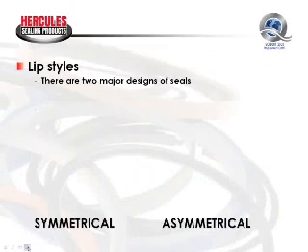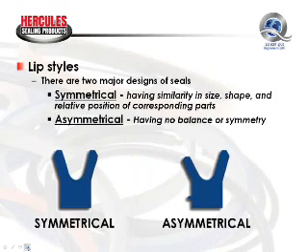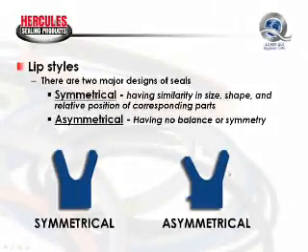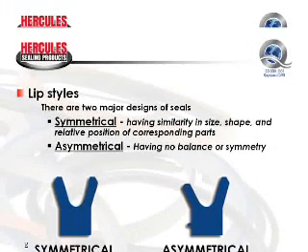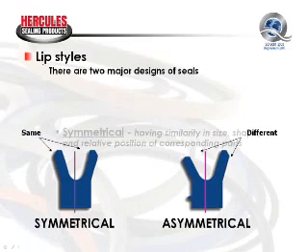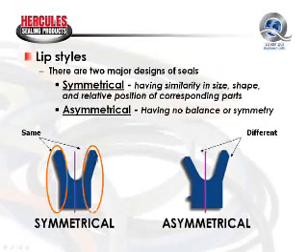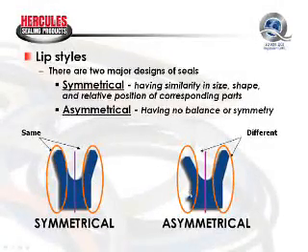There's also symmetrical and asymmetrical seals. This would be our symmetrical seal, having similarity in size, shape, and relative position of corresponding parts. The asymmetrical seal has no balance or symmetry. Here we can see if we draw a line through the middle of the cross-section of the seal, each half of the seal is a mirror image of the other. With the asymmetrical seal, this half of the cross-section is shaped differently than this half of the cross-section.